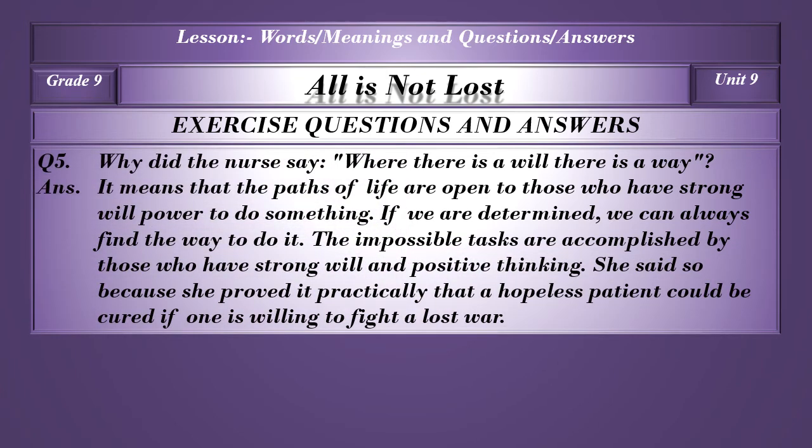Question number 5. Why did the nurse say, where there is a will, there is a way? Answer. It means that the paths of life are open to those people who have strong willpower to do something. If we are determined, we can always find the way to do it. The impossible tasks are accomplished by those who have strong will and positive thinking. She said so because she proved it practically that a hopeless patient could be cured if one is willing to fight a lost war.